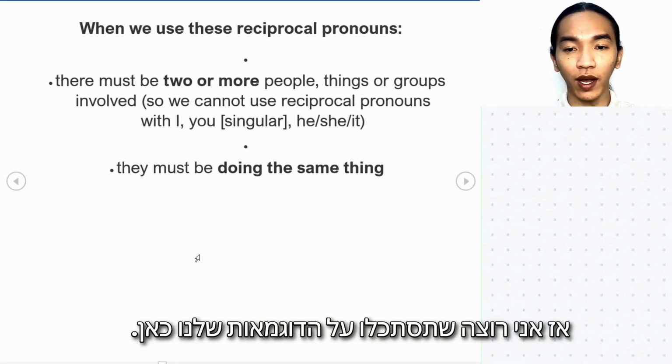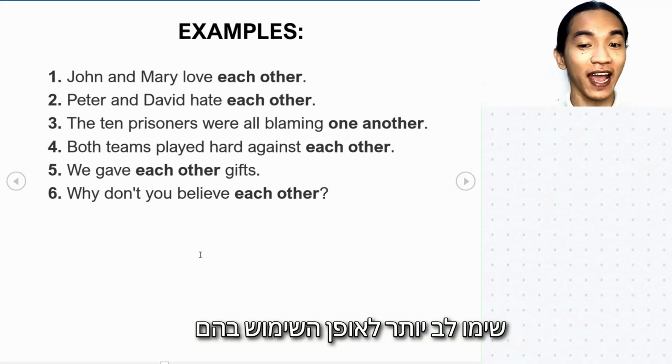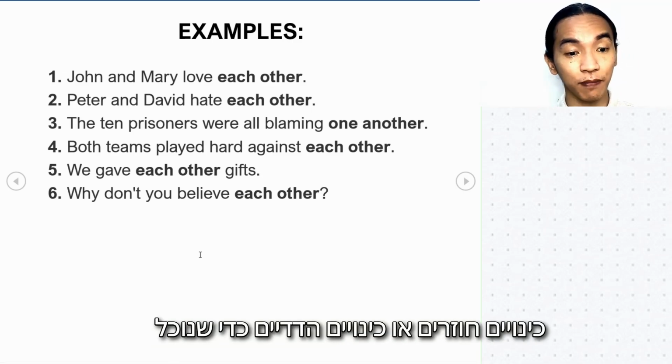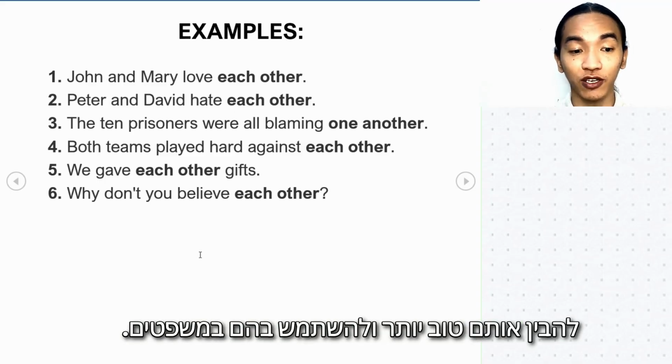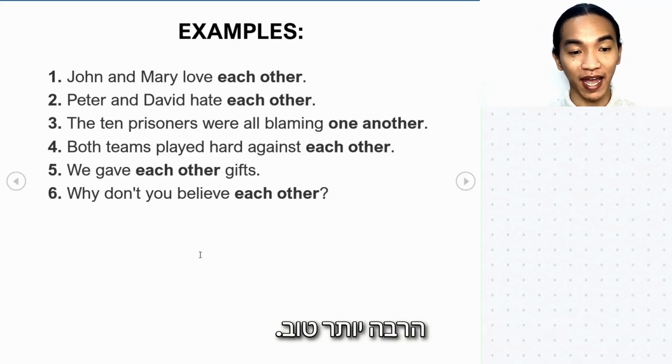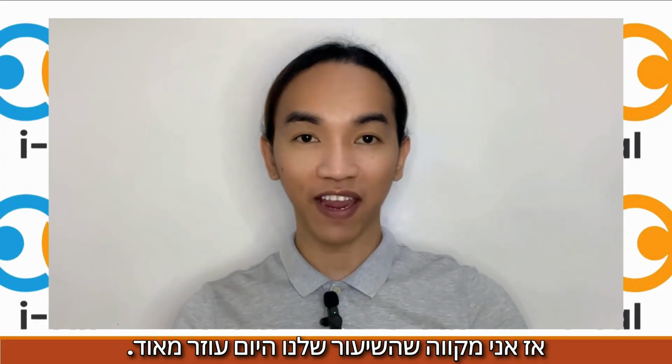So I want you to take a look at our examples here. Pay more attention on how we use these reciprocated pronouns or reciprocal pronouns so we can better understand them and use them in sentences much better. Okay? So I hope you find our lesson today very helpful.